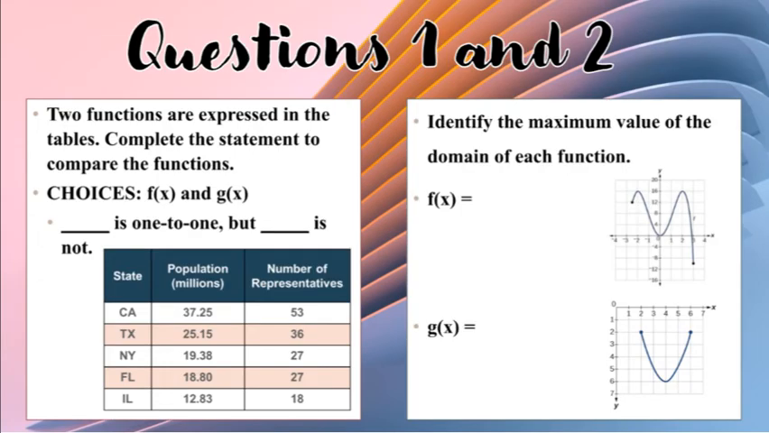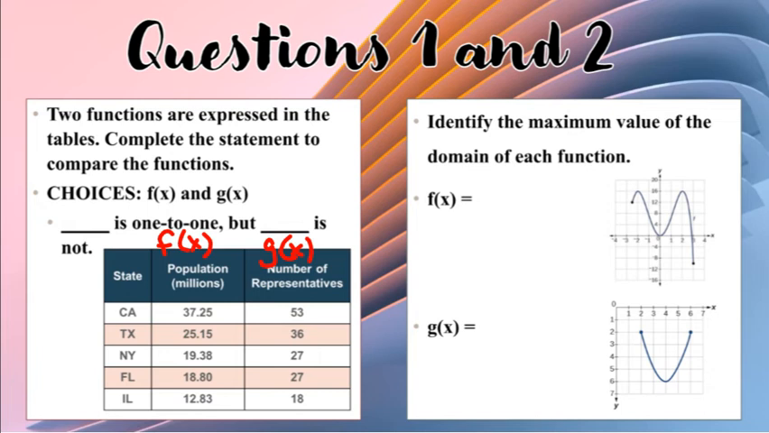Question 1. Two functions are expressed in the tables. Complete the statement to compare the functions. Your choices are f of x and g of x. By the way, the population in millions would be f of x, and the number of representatives would be g of x. So we have to determine which one is 1-to-1 and which one is not.